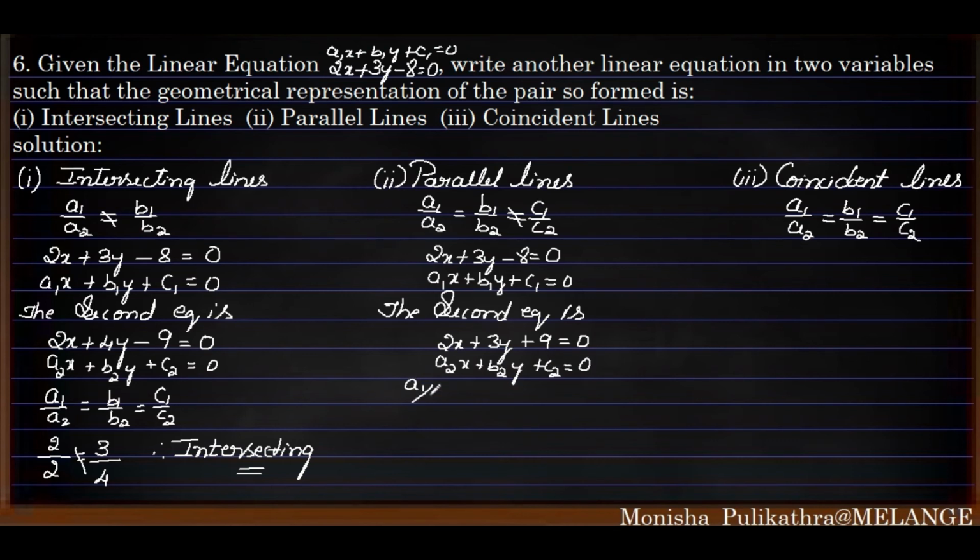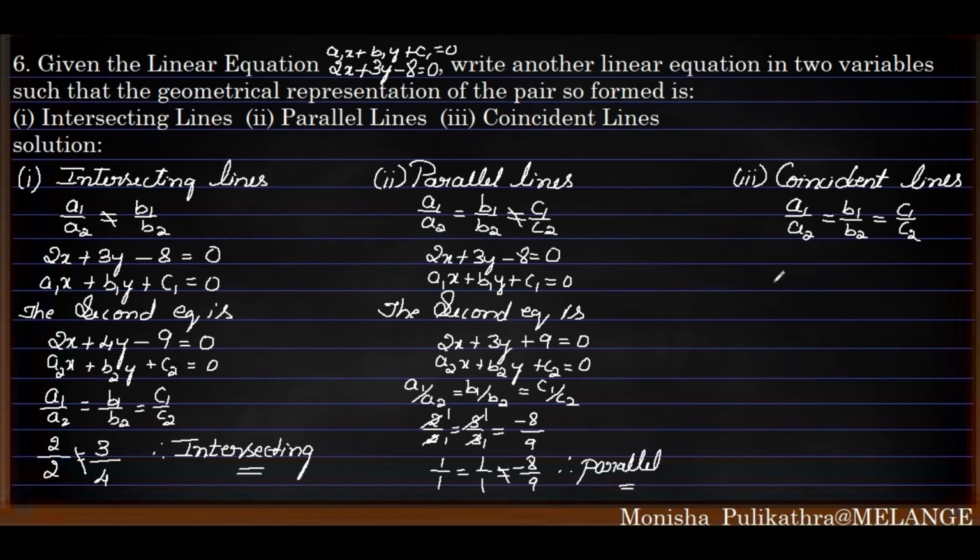Then we take the ratio: a1 by a2 is 2 by 2, equal to b1 by b2, which is 3 by 3, equal to c1 by c2, which is minus 8 by 9. Here 2 ones are 1, 3 ones are 1. So 1 by 1 is equal to 1 by 1 but not equal to minus 8 by 9. So it satisfies the condition that a1 by a2 equals b1 by b2 but not equal to c1 by c2. Therefore it is parallel.